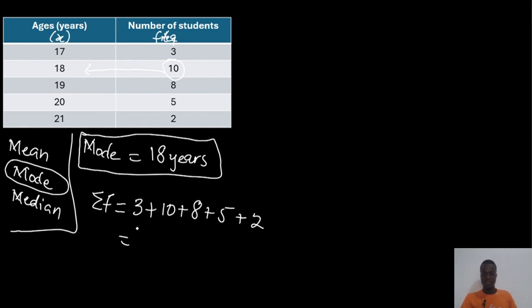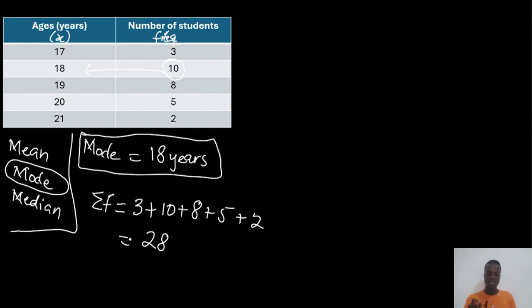So yes, you have 3 plus 10. That's 13, right? 13 plus 8, that's 21. 21 plus 5, that's 26. 26 plus 2, that's 28. So the total number of items is 28. You can confirm that, right? So 3 plus 10 plus 8 plus 5 plus 2. Yeah, that's 28. The total number of items that we have now is 28.